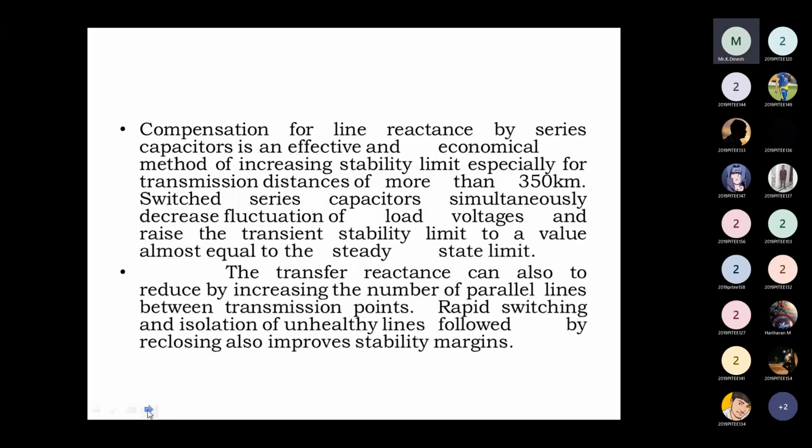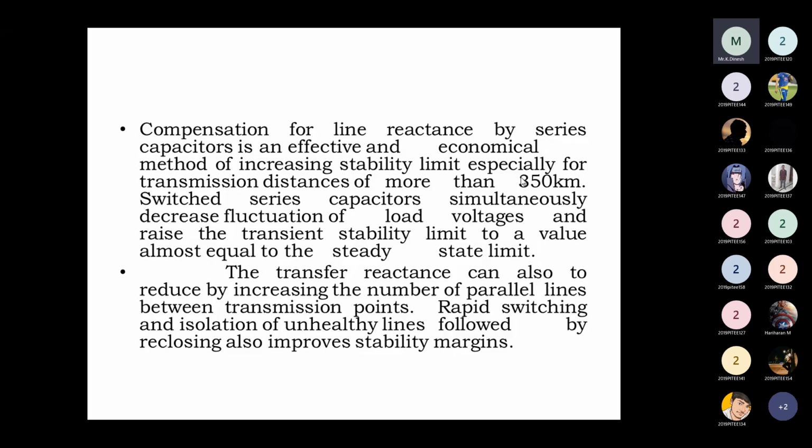Then compensation of your line reactance by connecting series capacitors is an effective and economical method to maintain your stability limit, especially when you have a long transmission line, obviously more than 350 kilometers. What the switched series capacitor does is decrease the fluctuation of the load voltages and raise the transient stability limit to a value almost equal to the steady state limit. It just balances your transient to steady state limit values.